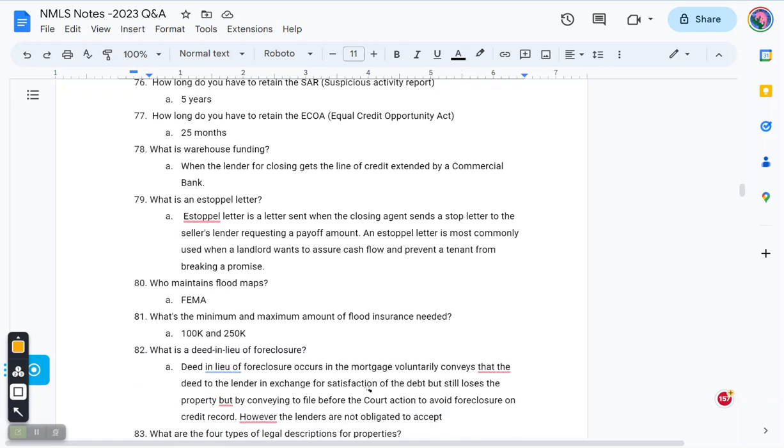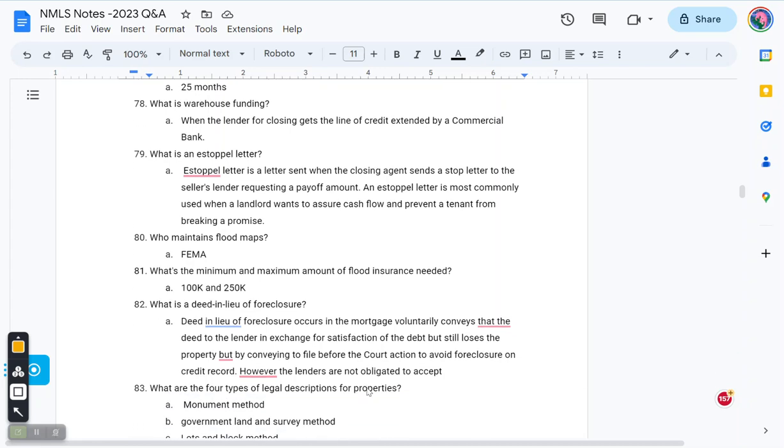Now let's move on. Who maintains a flood map? FEMA. FEMA maintains the flood map. What is the minimum and maximum amount of flood insurance needed? It's 100K and 250K. That's the minimum and maximum amount of flood insurance needed.